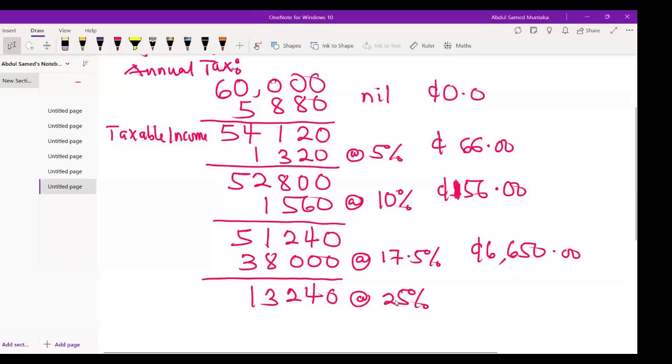So it is important to note that at this point, even if it was 1 cedi that was left, we will still take 25% of it. 25% of 13,240 times 0.25 is 3,310. Now you are finished with all the computation.